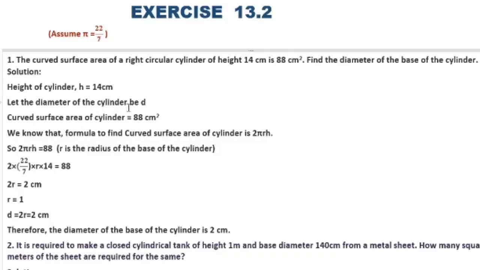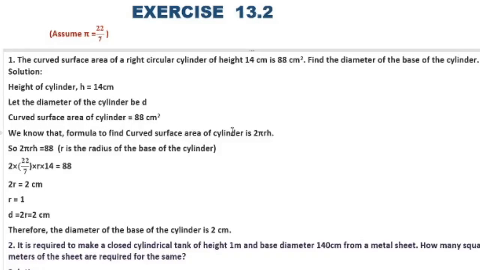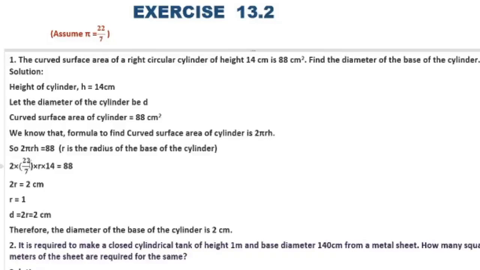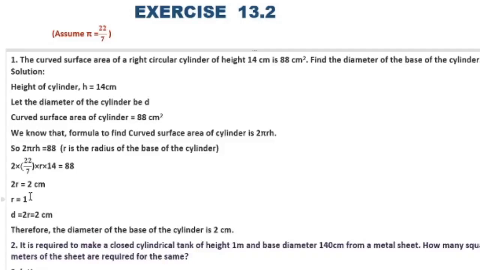The diameter of the cylinder we take as d. The curved surface area of the cylinder is 88 cm square. We know the formula for curved surface area is 2 pi r h. So 2 pi r h equals 88. Substituting the values, 2 into 22 by 7 into r into 14 equals 88. Simplify it and you will get r equal to 1. So the radius equals 1, and we know the diameter is equal to 2 times the radius.